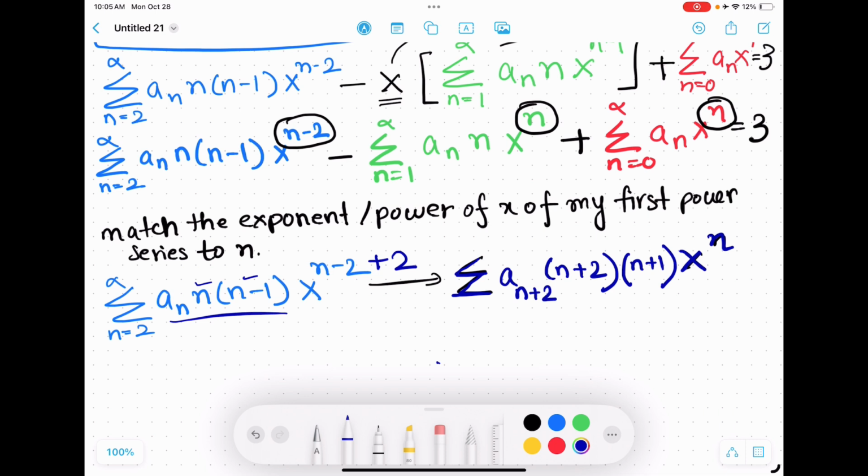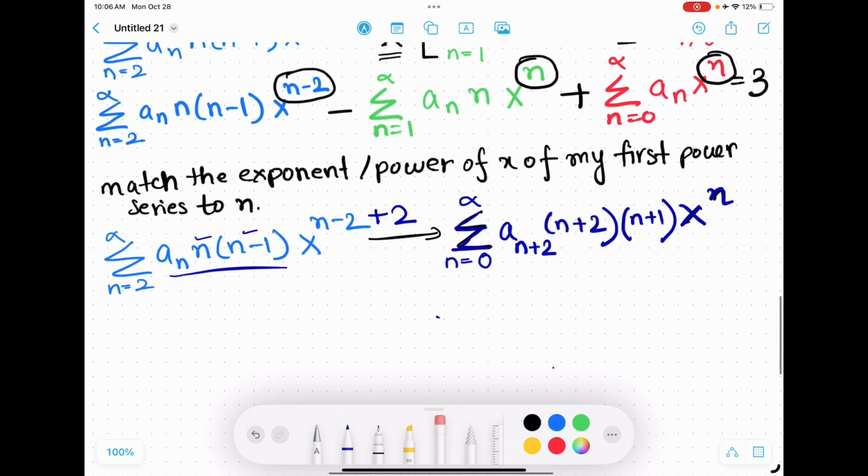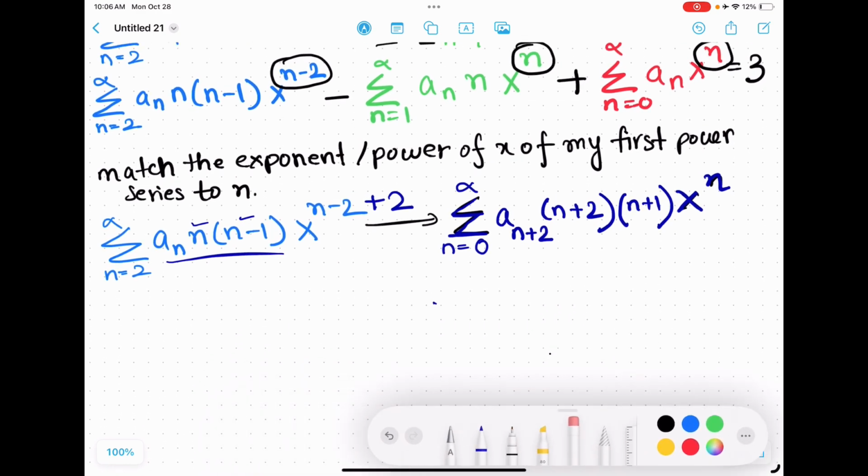Now, since I increased all my n's by 2, my starting index decreases by 2. So it's going to start from 0 instead of 2, since all my n's increased by 2. Okay, so this is how my first power series looks after it has been transformed. Now let's rewrite that, let's just write our new transformed power series.